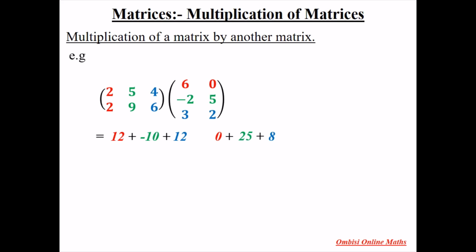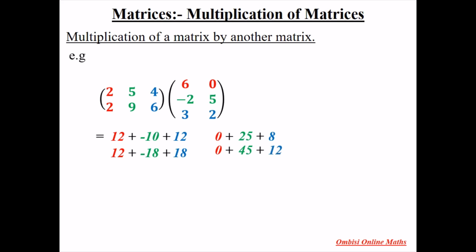2 multiplied by 6, you get 12. 9 multiplied by negative 2, you get negative 18. Then 6 multiplied by 3, you get 18. Go to the next. 2 multiplied by 0, you get 0. 9 multiplied by 5, you get 45. Then 6 multiplied by 2, you get 12.